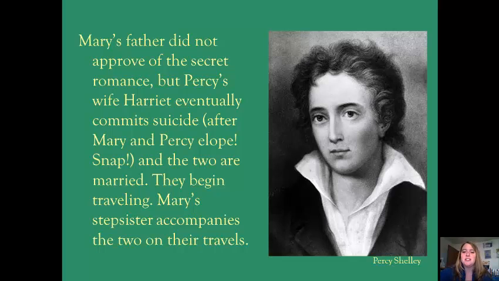This sounds like it's straight out of Jerry Springer, but Mary and Percy decide to elope, and Percy's wife, Harriet, commits suicide, right? Because, I mean, what else are you gonna do? Your husband's run off with some other girl, and you've got kids to support, and it's Victorian England, so she commits suicide. And, you know, Mary and Percy are married, so what do they do? They take a honeymoon, and they bring her stepsister along. I'll explain that in a second.